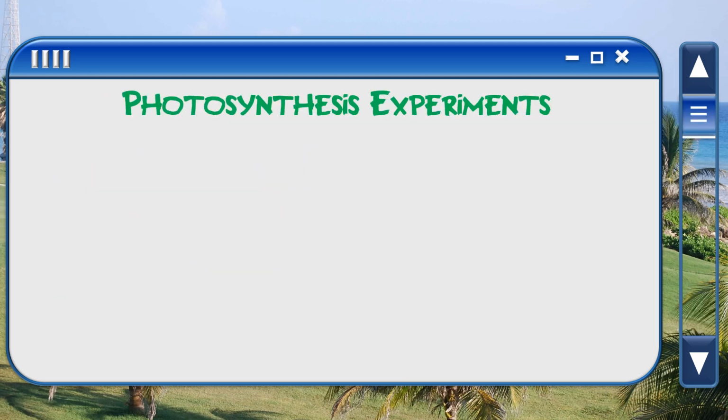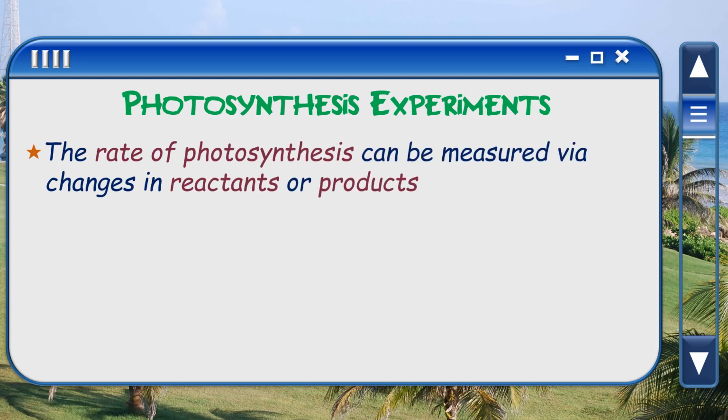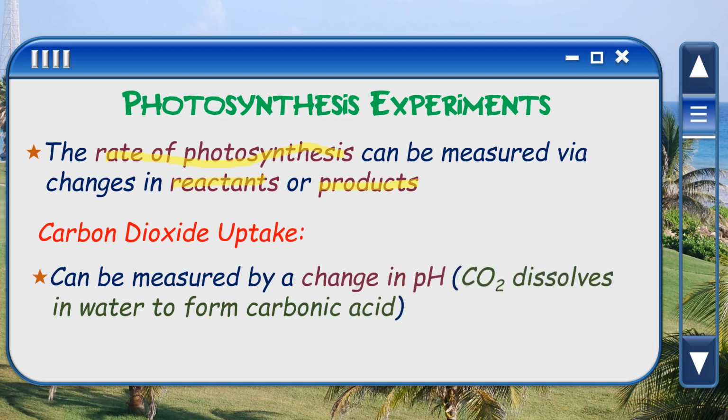Photosynthetic experiments. The rate of photosynthesis can be measured via the change in the reactants or the change in the products. That's when we can measure the rate of photosynthesis. We can use carbon dioxide uptake, and this can be measured by the change in the pH. That is, carbon dioxide is dissolved in water to form carbonic acid.